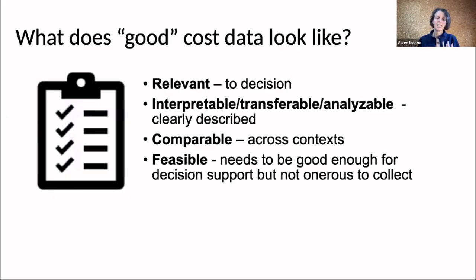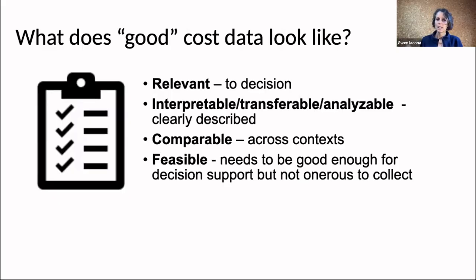It needs to be interpretable, transferable, analyzable. All of these things just mean that if there is a number representing some cost, somebody else needs to be able to say, I understand what this number means. I can picture in my head what this number is related to. So I can interpret it. I can use it for other things. I can put it in analyses and be sure that I know what it means. It needs to be comparable. This is related to interpretable. You need to know what that number means in one context so that you can compare it to a similar number in a different context. Finally, it needs to be feasible. We don't want to spend all of our time collecting cost data and not have time to do the other things that we require for getting the conservation outcomes that we're looking for. So it needs to be good enough for decision support, but not painful or onerous to collect.